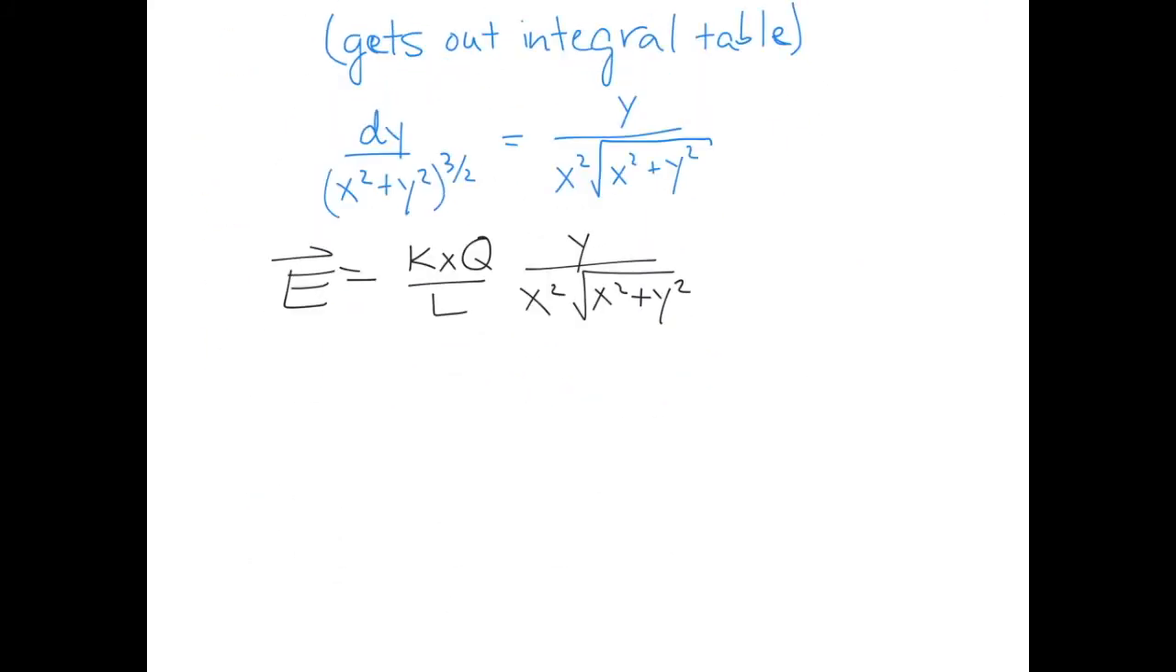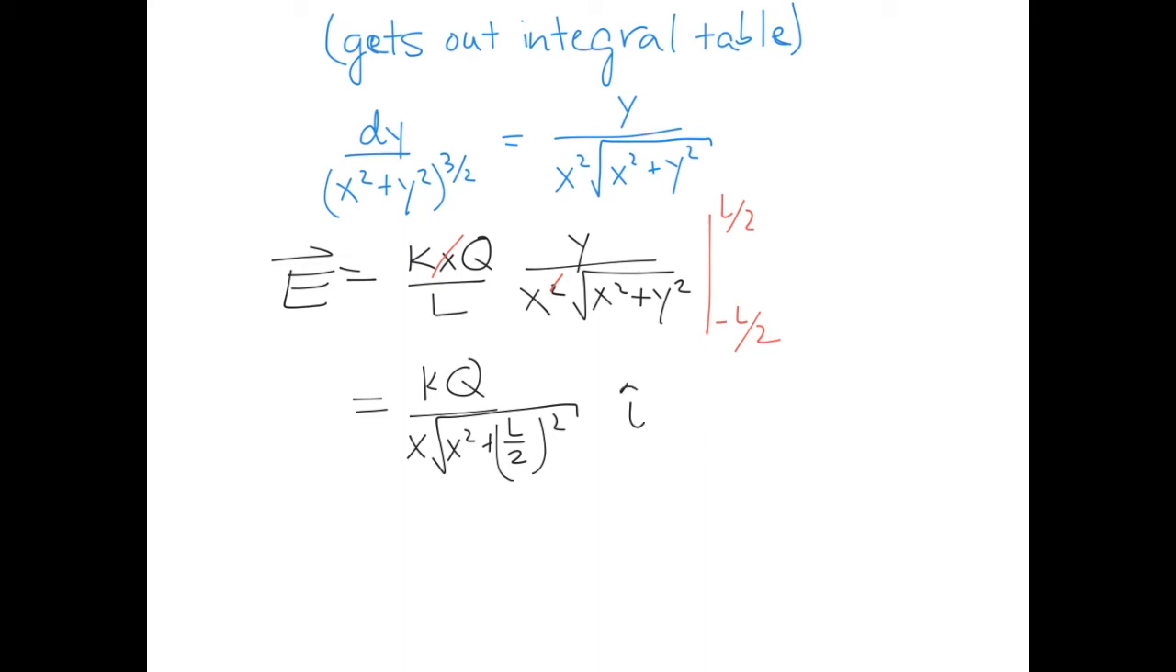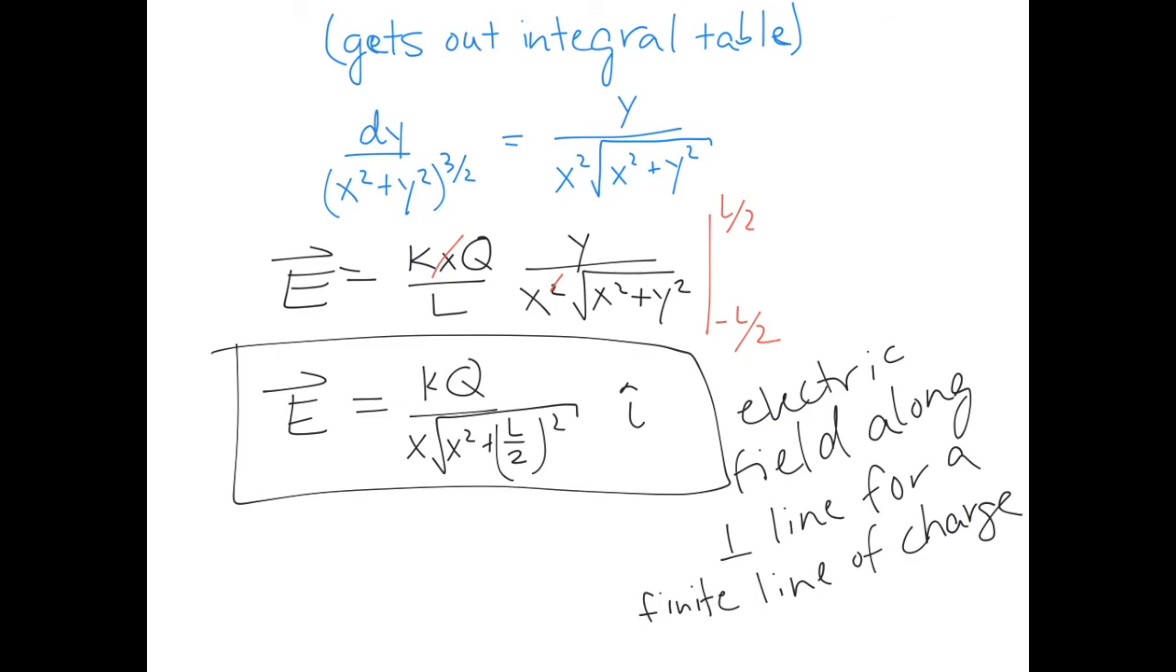We do need to evaluate this, and we can simplify a little bit, like we can get rid of that x and one of those. And we need to evaluate this with our integration limits. You can check my work if you want through the miracle of video. It comes out to k times q divided by x times the square root of x squared plus L over 2 squared. And this is in the positive x direction. Ta-da! This is the electric field along a perpendicular line for a finite line of charge.